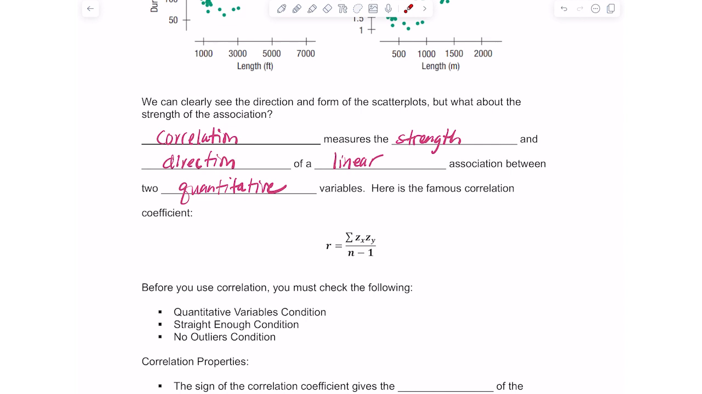Before you use correlation, though, you want to check the following. You want to check the quantitative variables condition because it measures the strength and direction of a linear association between two quantitative variables. Make sure it's straight enough, so that takes care of the linear component of that definition. Also, you don't want any outliers, okay, that are extreme.